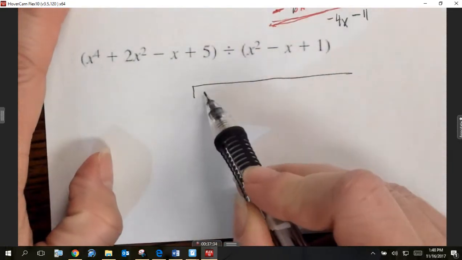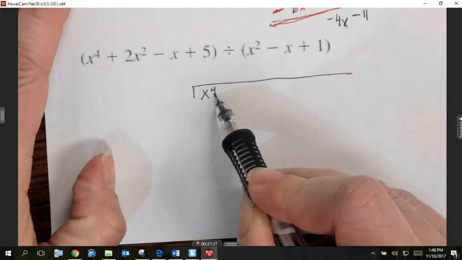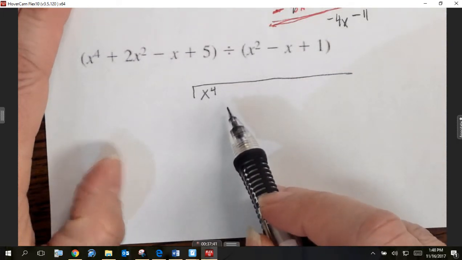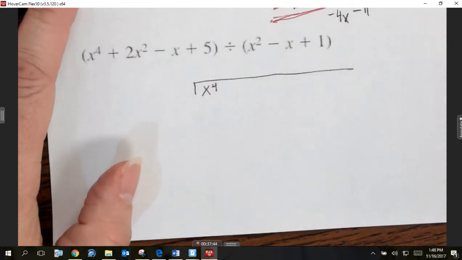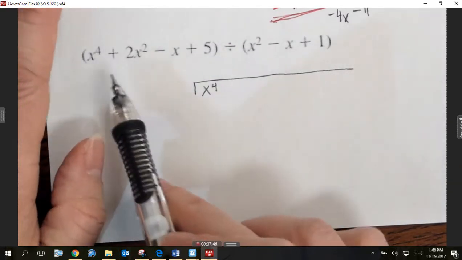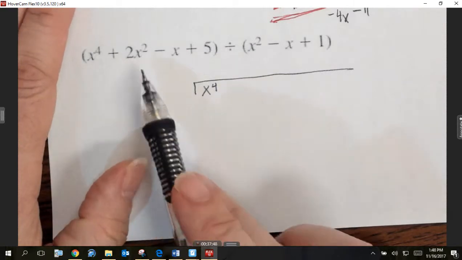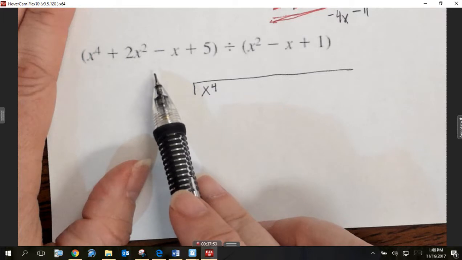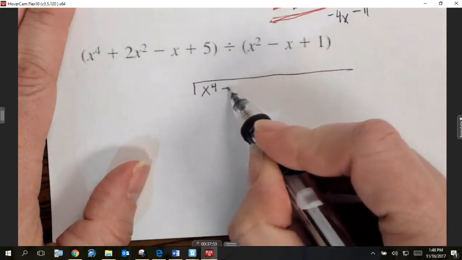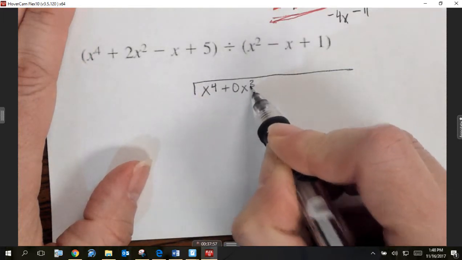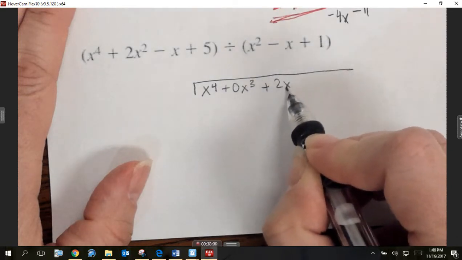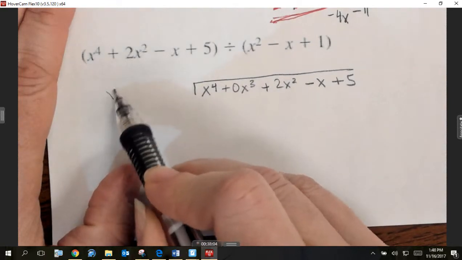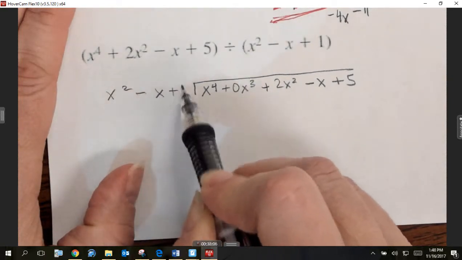So we're going to put x to the 4th. And there's something I told you before that you have to remember on your own when you do this. All the places have to be represented. And right now I have x to the 4th, and then it jumps to x to the 2nd. I'm not allowed to jump from x to the 4th to x to the 2nd. So we need 0x to the 3rd in there. Then we have plus 2x squared, then minus x plus 5. Outside, I have x squared minus x plus 1.